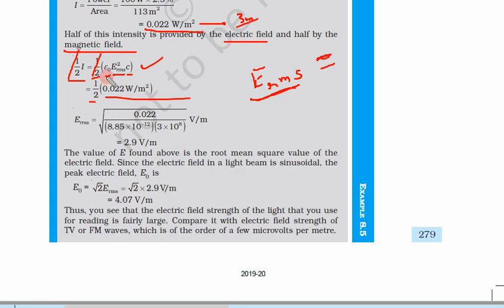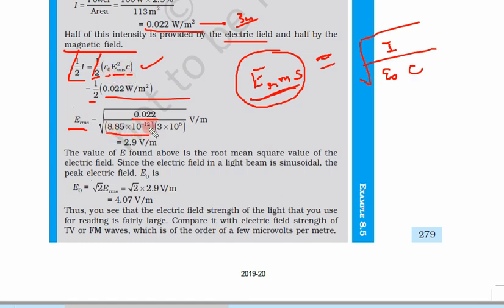RMS field is nothing but, this C is in the denominator and epsilon 0 is also in the denominator. So we get I upon epsilon 0 C, under root of this quantity. So this is our RMS electric field. So E_RMS is equal to, the value of I is 0.022 watt per meter square. And what is the value of epsilon naught? 8.85 into 10 to power minus 12. And C is 3 into 10 to power 8. So this is electric field and the unit of electric field is volt per meter.